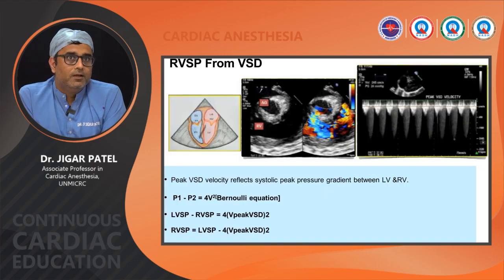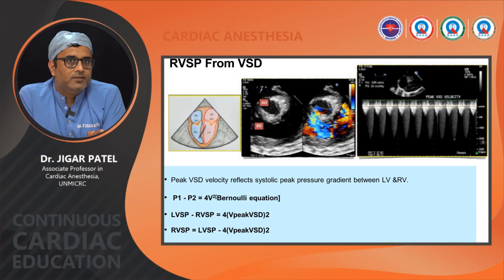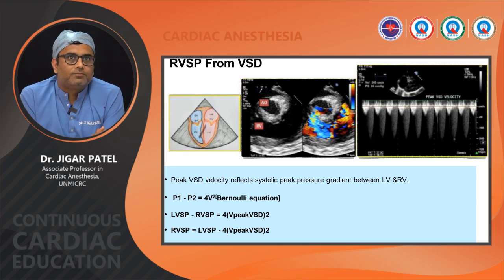Third measurement of RVSP, you can also measure across a VSD. When you measure flow across the VSD in the 4-chamber view or long axis view, the peak VSD velocity reflects the systolic peak pressure gradient between LV and RV. So when you apply this Bernoulli equation, LV systolic pressure minus RV systolic pressure is equal to 4 times the peak VSD velocity across the VSD. LVSP is equal to systolic blood pressure. So you can measure RVSP by subtracting the peak velocity gradient from LV systolic pressure.